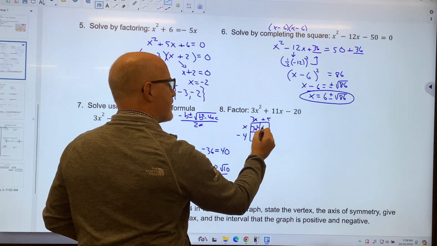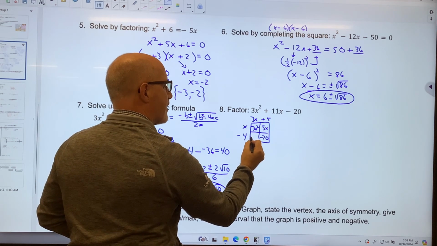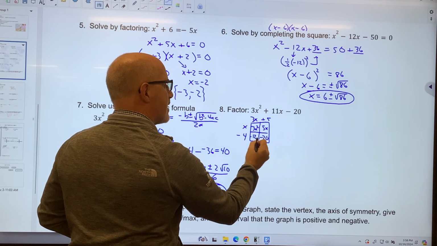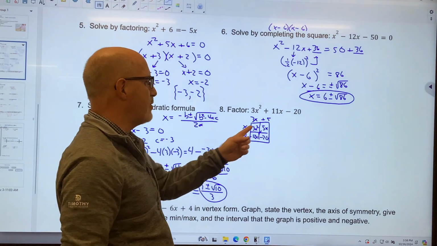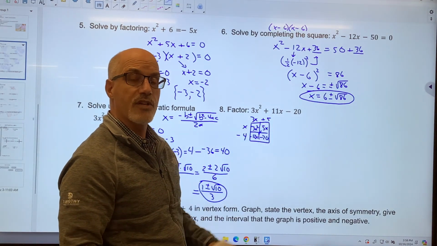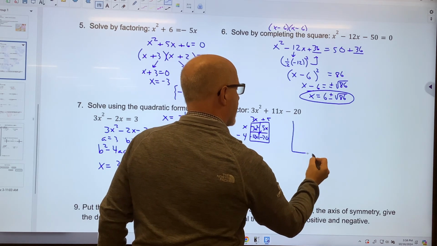X times 5 is 5x. 3x times negative 4 is negative 12x. Notice that the 5x and the negative 12x, they do not add to that 11x. So we have to try again. Make this box a little bit bigger.